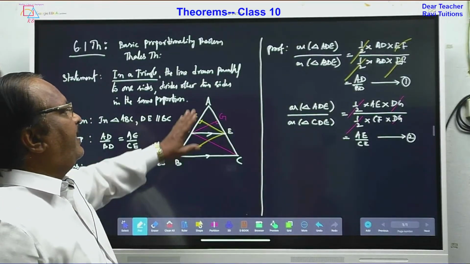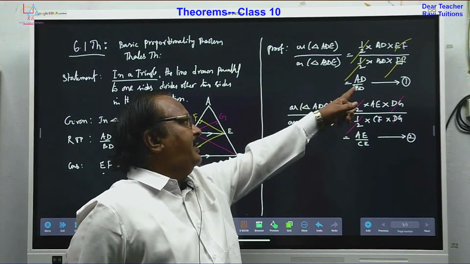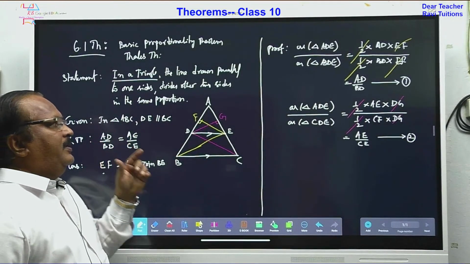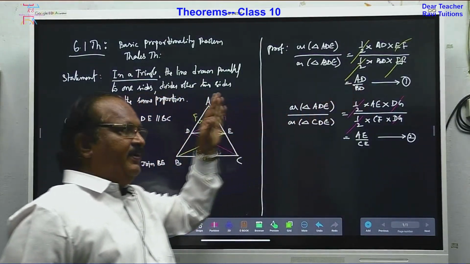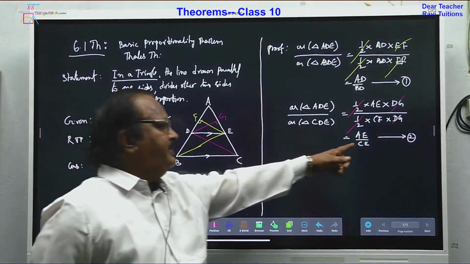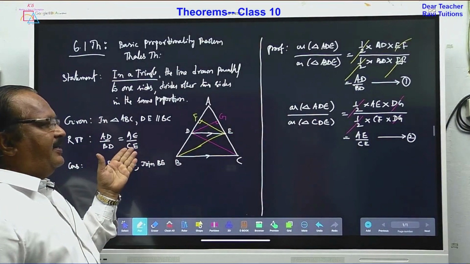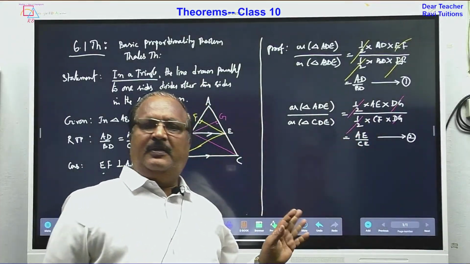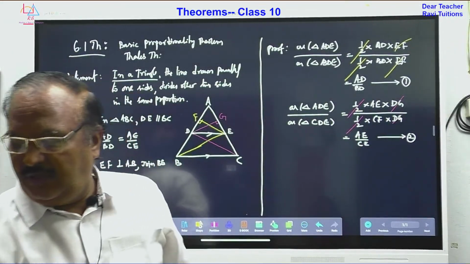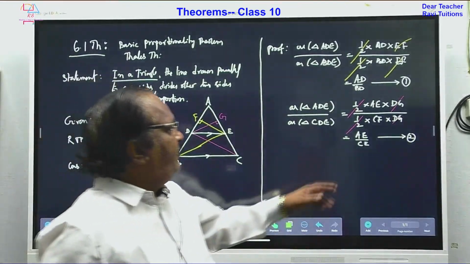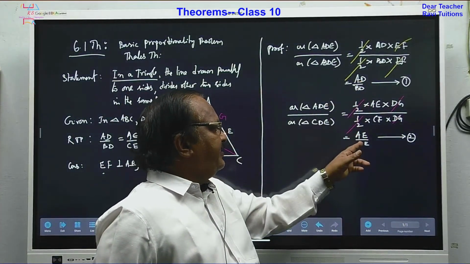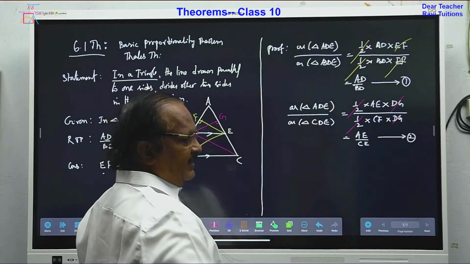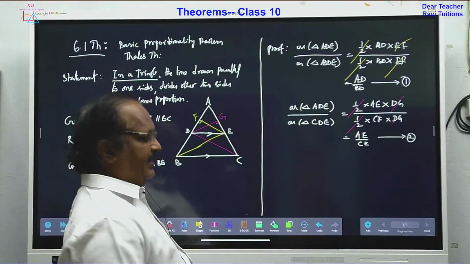So then if you compare these 2 equations, the right hand sides are nothing but RTP. So AD by BD we got, left hand side of RTP, AE by CE is the right hand side of RTP. So now if 1 and 2 are equal, then our result will be proved. So then if you equate AD by BD is equal to AE by CE, left hand sides also must be equal.